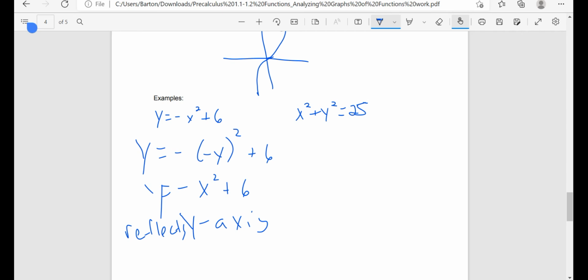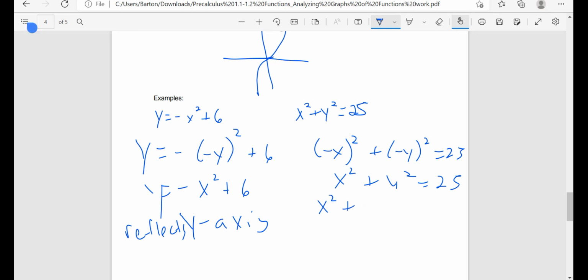I see x squared plus y squared equals 25. They're both squared, so I'm thinking origin. And then that's going to get us x squared plus y squared is 25. Yes, it's the same thing. Beautiful. I'm also thinking it could be x-axis as well. So I'm going to put in negative y everywhere. And then, yes, it works. So it is over the x-axis as well.